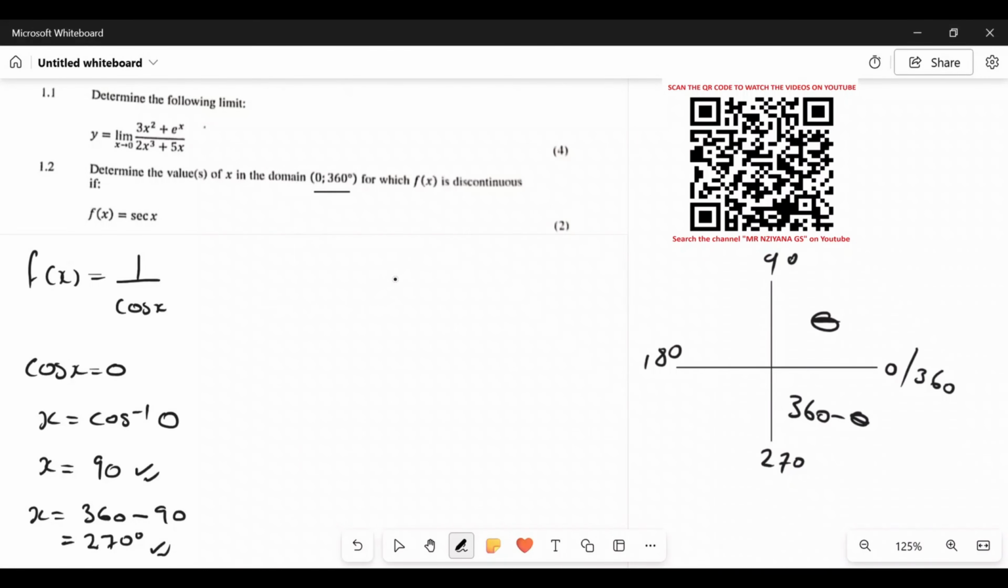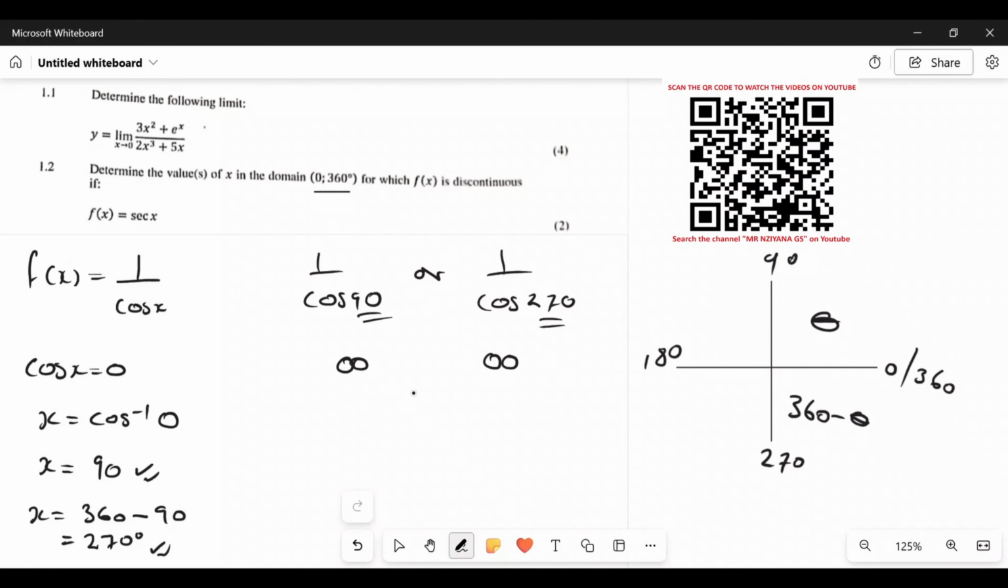So in order for this f of x to be discontinuous, our x is supposed to be 90 and 270. If we do substitute 1 over cos 90 or 1 over cos 270, we're going to get infinity for both of them. Infinity for both of them. This means that 90 and 270 are the values where our function is discontinuous.